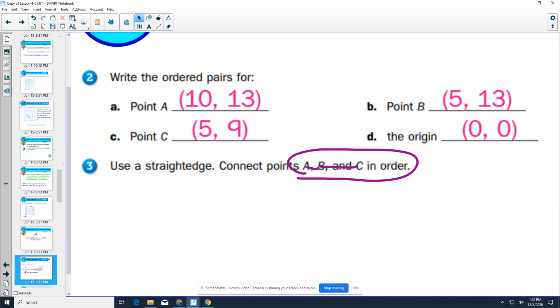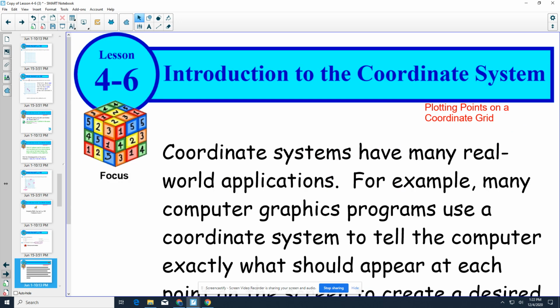And you should come up with over 10, up 13, over 5, up 9, over 5, up 13, and then the origin stays at 0, 0.